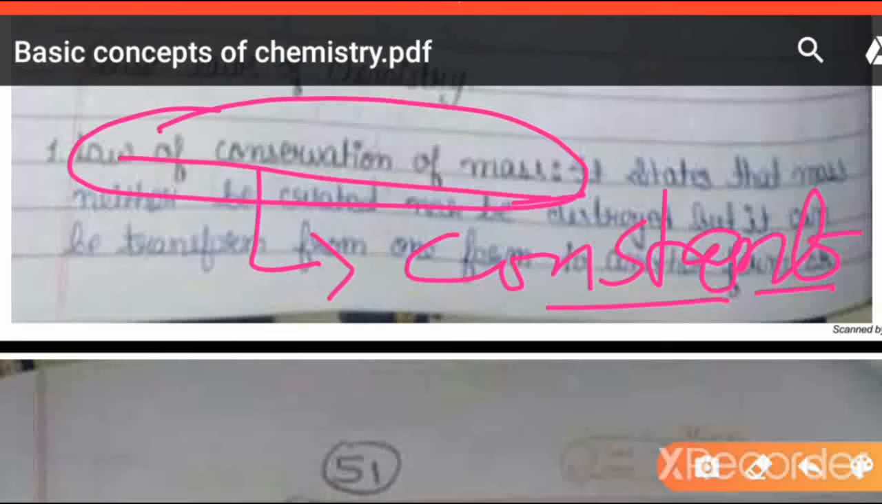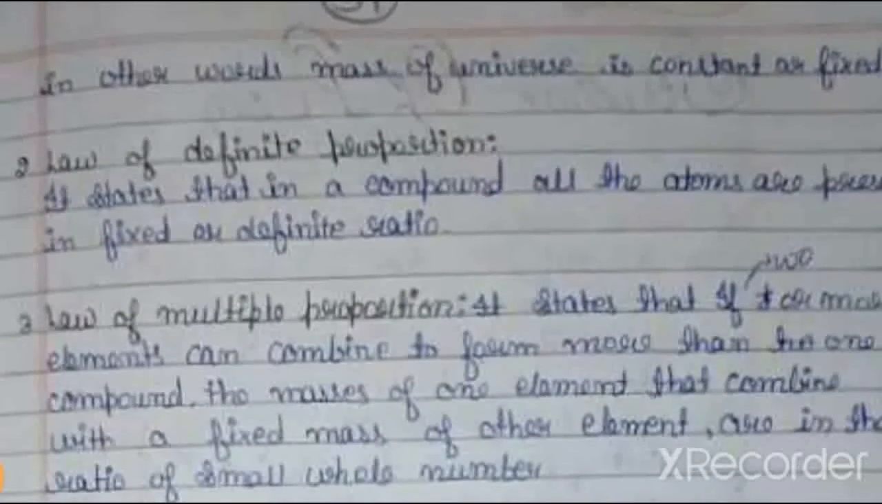And in the 10th class you did balancing of chemical reactions. That balancing of chemical reactions is due to the law of conservation of mass, or in order to fulfill the law of conservation of mass we balanced the chemical reactions, right? The next law is what? Law of definite proportion.